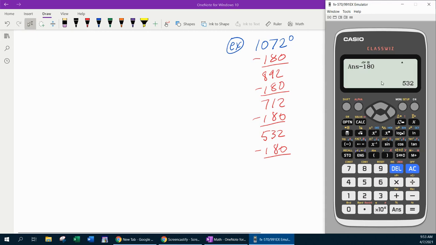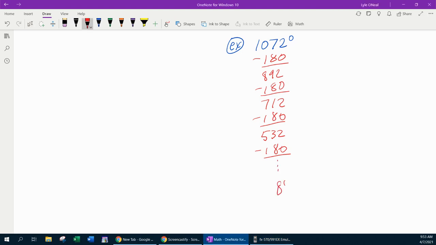If it were me just doing it on my calculator, I would do minus 180, minus 180, minus 180. And then here, notice I get an angle that's less than 90, but it's negative. So I'm just going to make it positive. And so 8 degrees would be my reference angle.